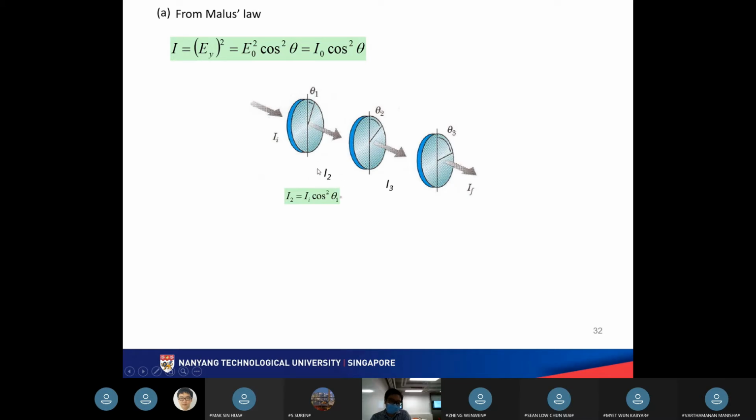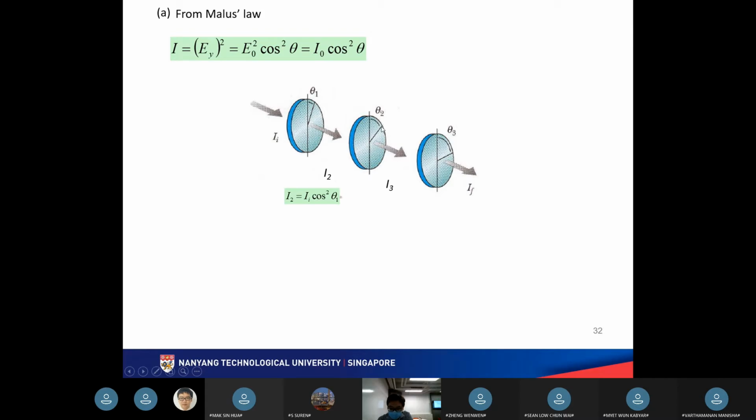What's the electric field's direction for I2? Any idea? Student team? So let me remind you about the polarizer, okay? When light passes a polarizer, at the output, the electric field will automatically be oriented along the transmission axis of the polarizer. So for I2, the electric field should be along the theta 1 direction, okay, theta 1 direction. So you can say I2 is electric field along the theta 1 direction.